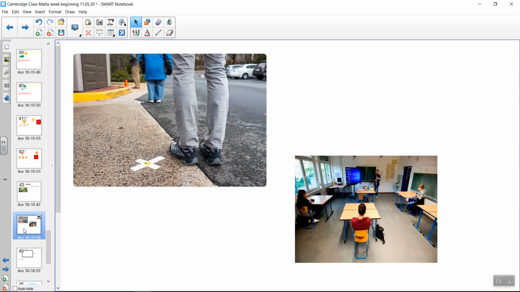Here's the first task. Task number 1. We know that social distancing requires people to stand 2 metres apart from each other. Your job today is to design a classroom where we could sit 2 metres apart from each other. How big would the classroom need to be if we had all of the children in school? Or if we had half of the children in school? Or if we had 10 children in class?